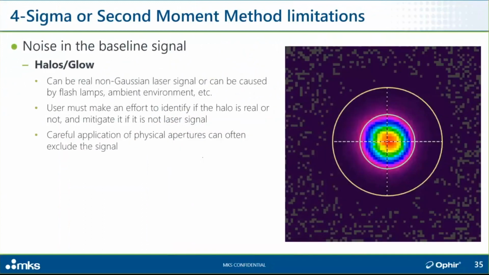Lasers can often have a glow around them. Sometimes it's just because it's not quite Gaussian and some of that energy is distributed out towards the wings of the beam. Sometimes it's caused by sources that you're not trying to measure, such as a flash lamp or the ambient environment. In those cases, you want to make an effort to identify if the halo around your beam is real or not and try and remove it if it should not be there. If it's part of your laser signal, then it's okay to profile that because that will have an important effect on your resulting measurement. Physical apertures like pinholes can be used to exclude the signal and remove that from the measurement.